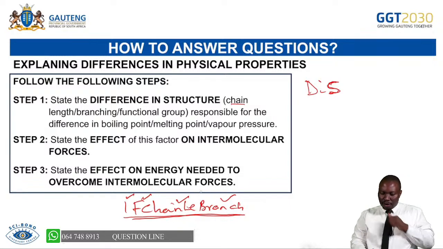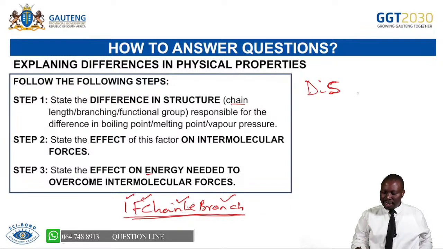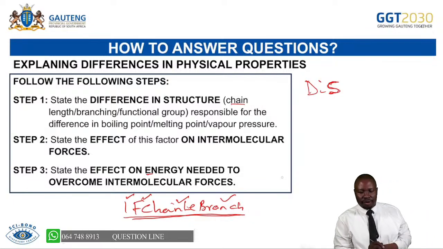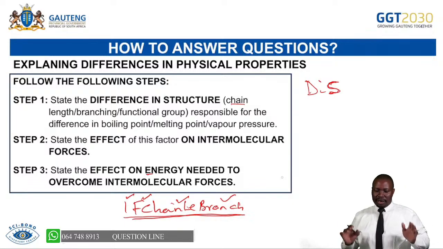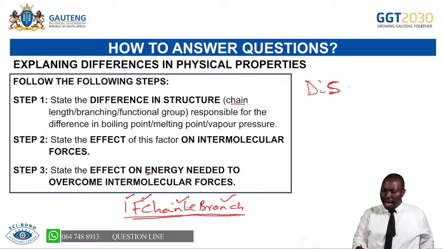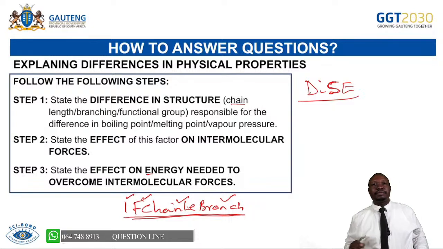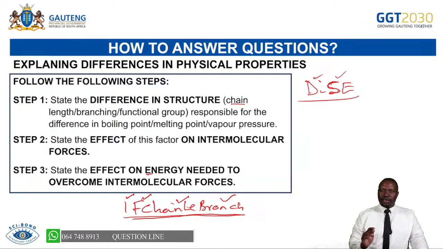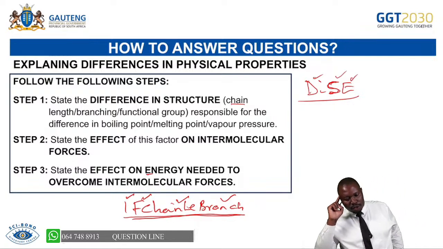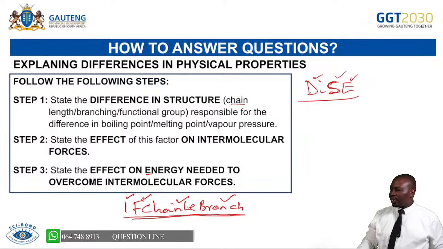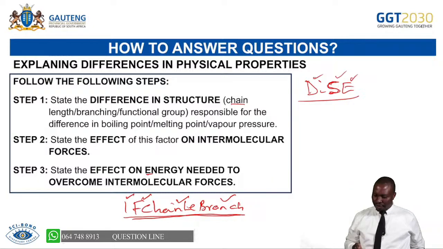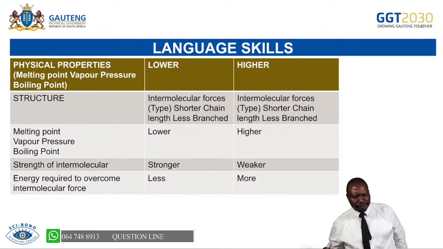Now, lastly, we're going to look at the effect on the energy needed or required to overcome the intermolecular force. Always write it like that. Don't call it energy. It's called energy required to overcome the intermolecular force. Now, it's E. Hence I said DICE, so that you don't forget. So you look at the difference, you look at the effect on the strength of intermolecular force, you look at the energy. Don't forget that DICE. It must remind you that I will first look at the difference, then the strength of intermolecular force, then the energy required to overcome the intermolecular force. Thank you very much.